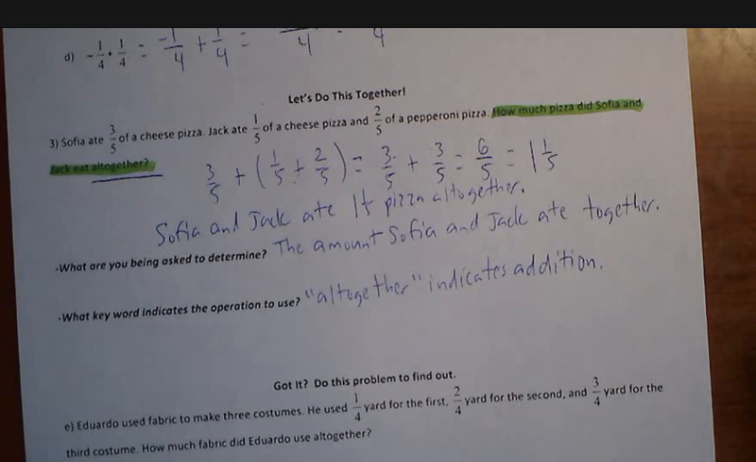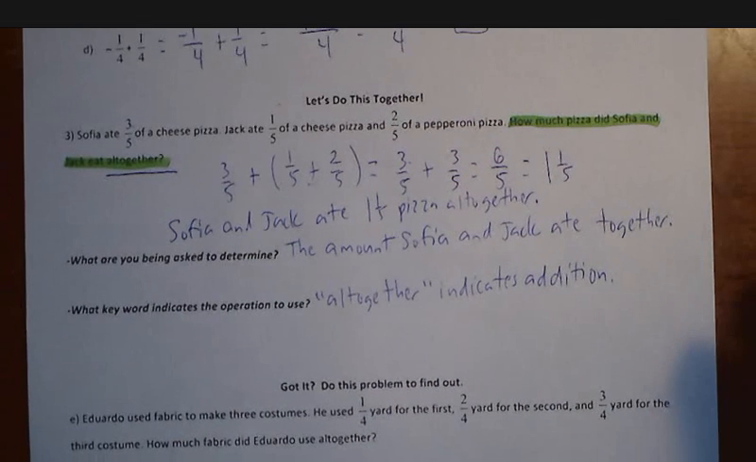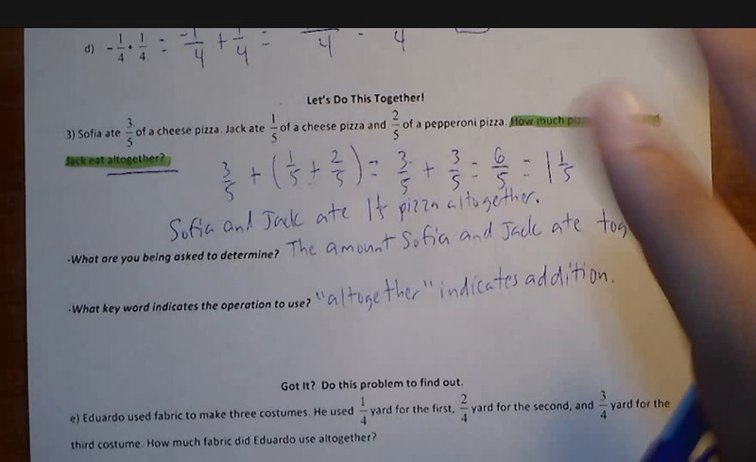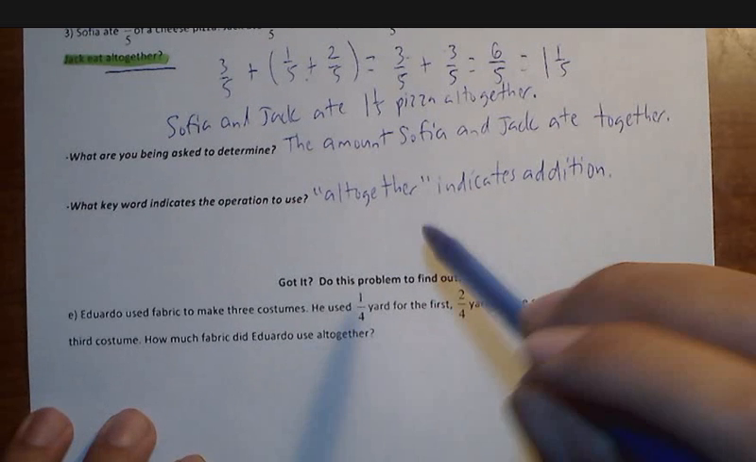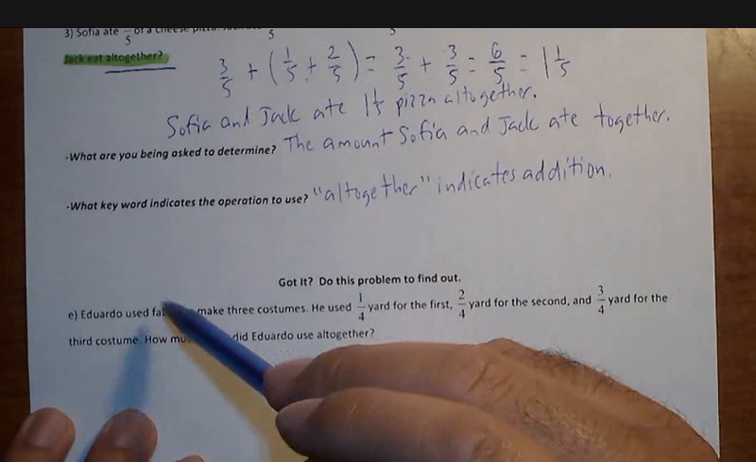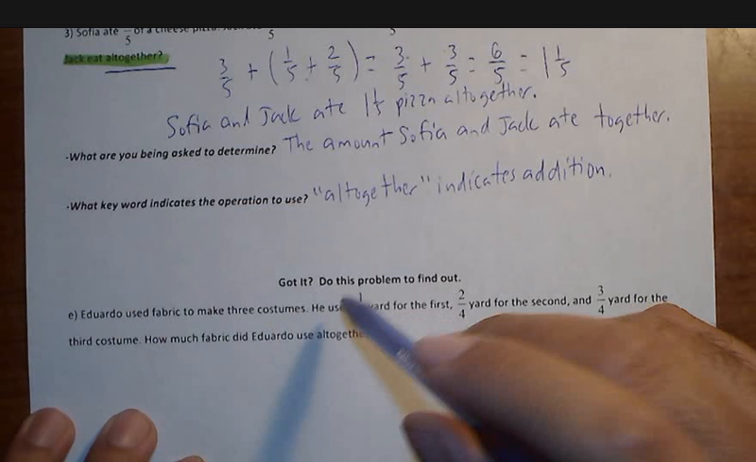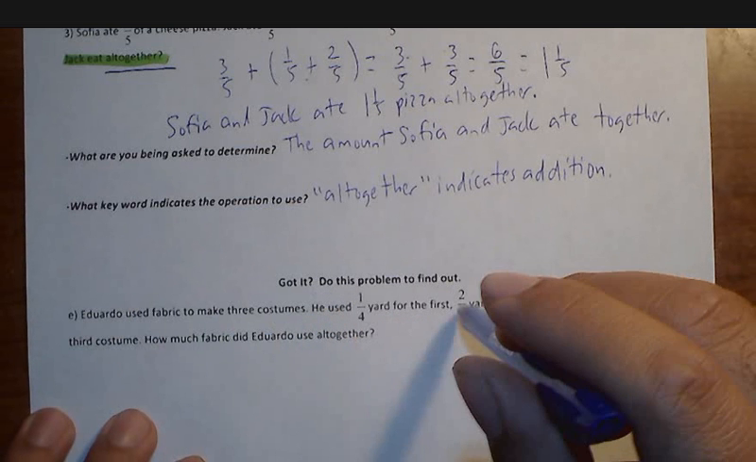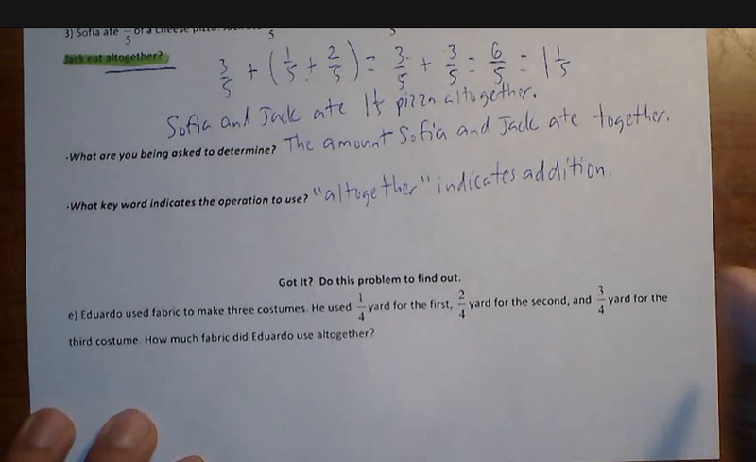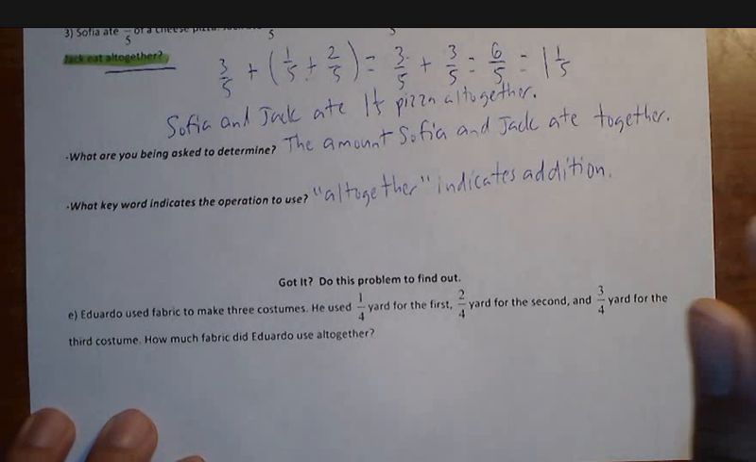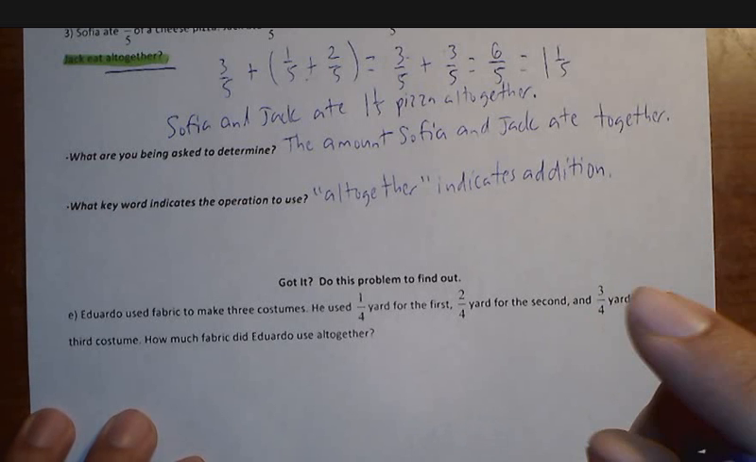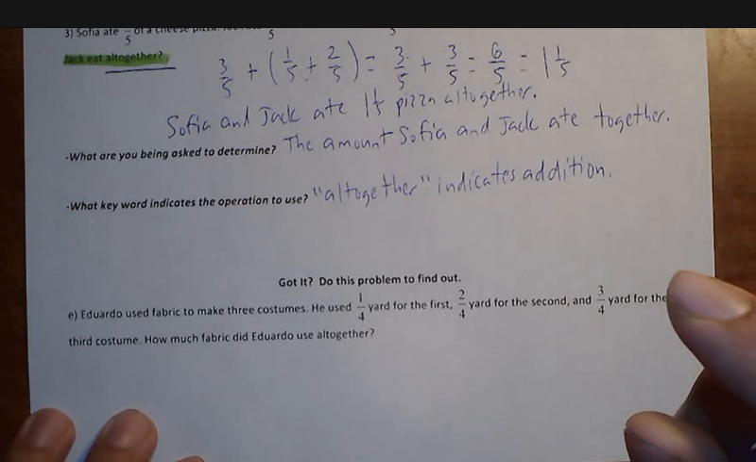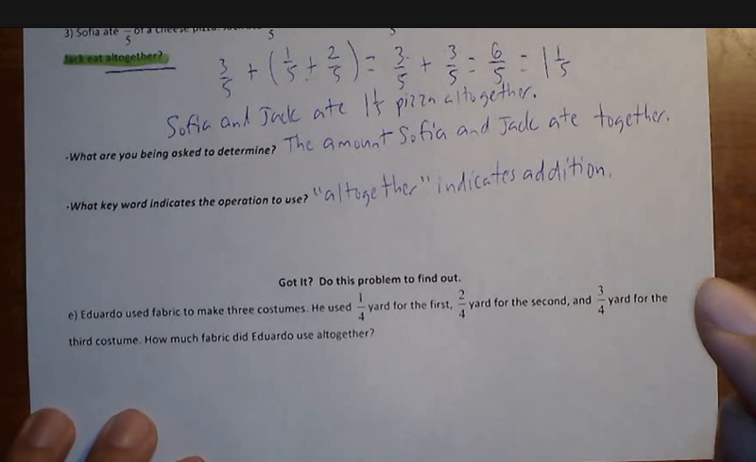So now that we did this problem together, I want us to try to do this next problem by ourselves. It says, Eduardo used fabric to make 3 costumes. He used 1/4 yard for the first, 2/4 yard for the second, and 3/4 yard for the third costume. How much fabric did Eduardo use altogether? At this point, please pause the video, work the problem out for the next couple of minutes, and when you're complete or you're just stuck, come back to the problem and see how I completed it. Please pause the video now.